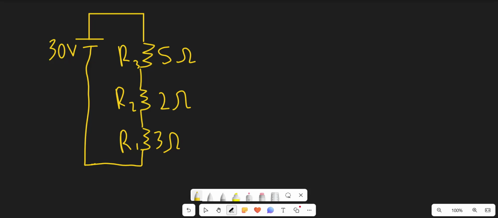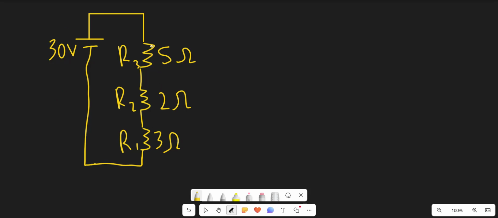Hello everyone, so in this video today we're going to learn how to calculate the voltage drop across a resistor in a circuit. So let's start off with an example. So we have a circuit here with 3 separate resistors and a voltage source of 30 volts.